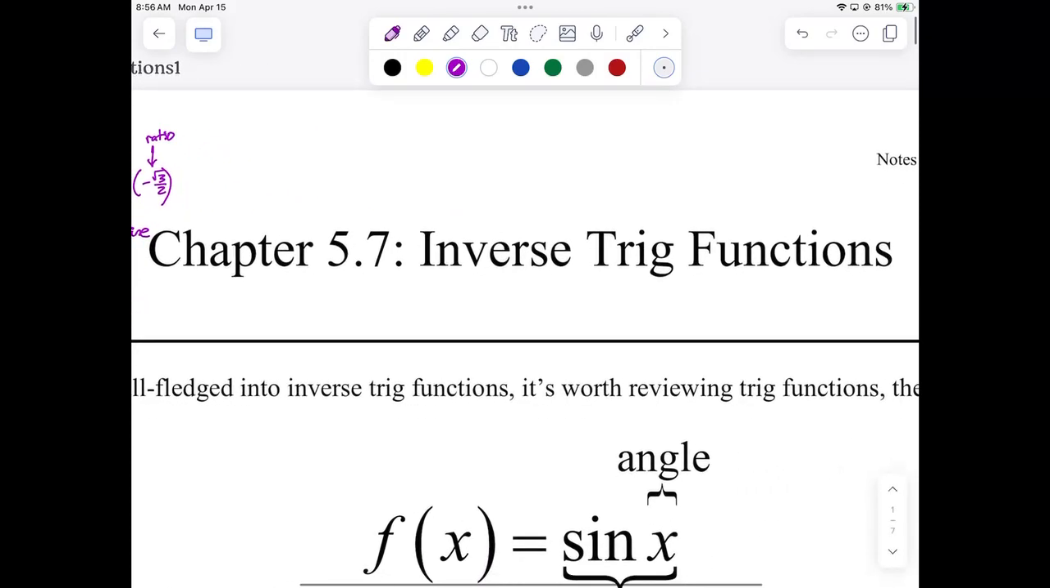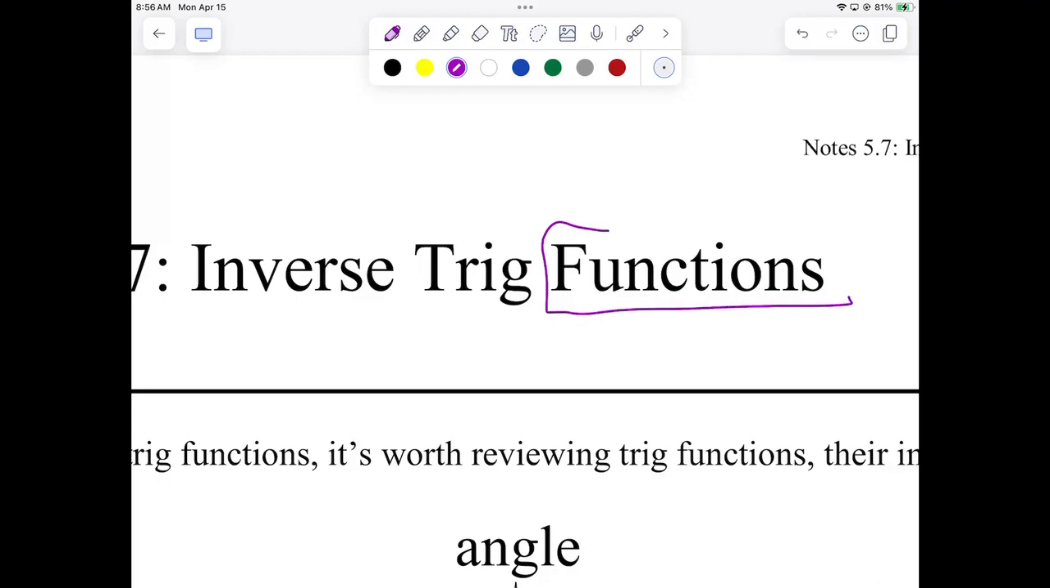Now, notice we're saying inverse trig, what? Functions. What do you know about a function based upon its input? How many outputs are we allowed to have for a function per input? One, right? Max of one output per input. There doesn't have to be an output, but if there is an output, there can be no more than one. That means it has to pass the vertical line test.